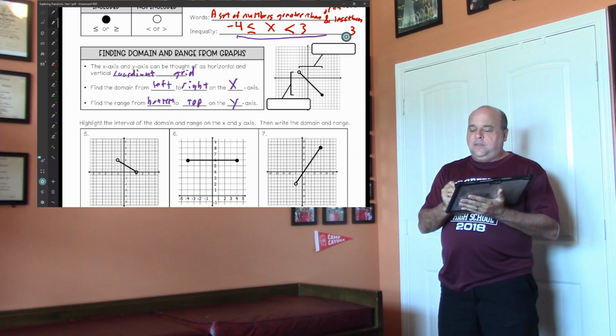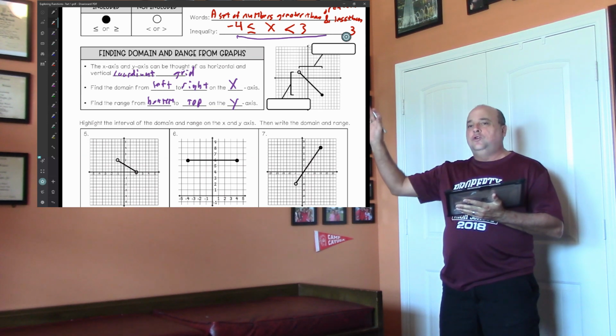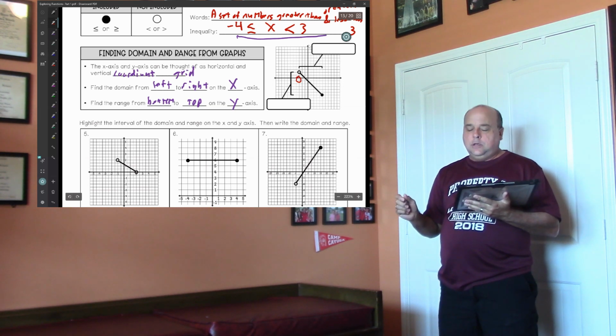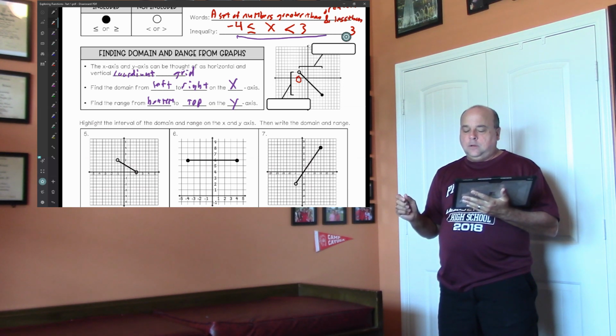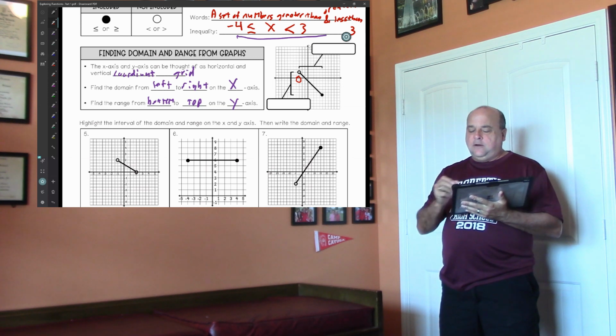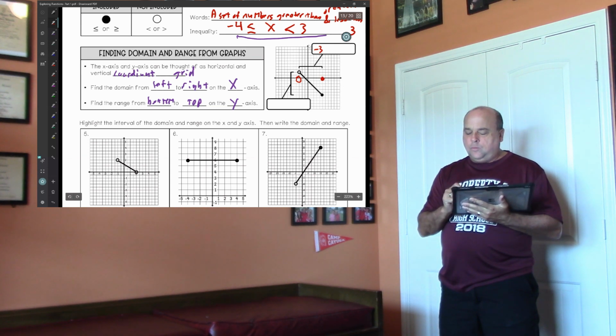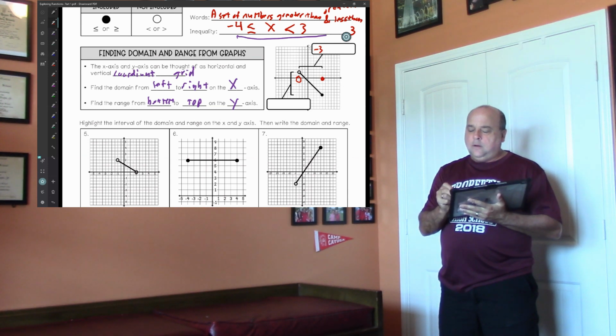But go to the bottom of the graph. Let's do the domain first. So the domain goes from left to right. So go to the left on the x-axis and put an open dot where that starts, which is at the what? That's going to be negative 3. And then go all the way to the right and put a closed dot right here, which is at 1, 2, 3, 4, 5.